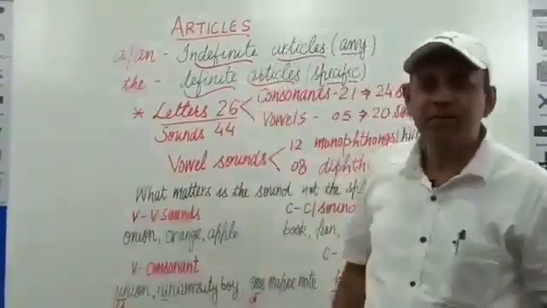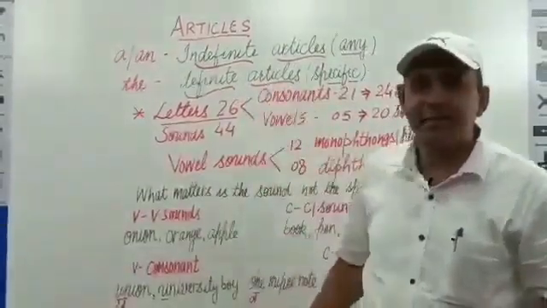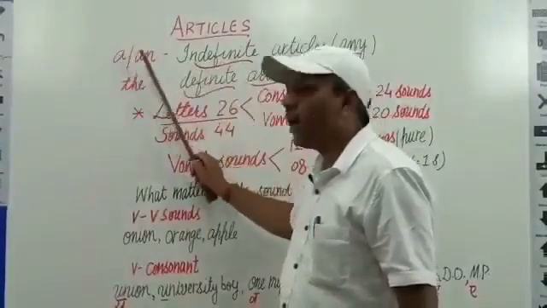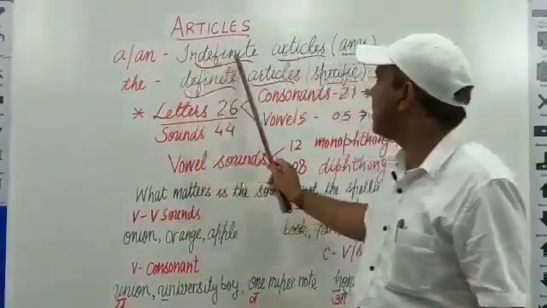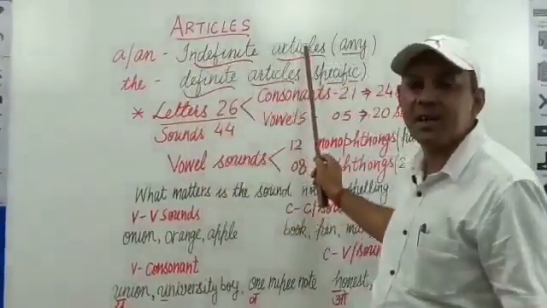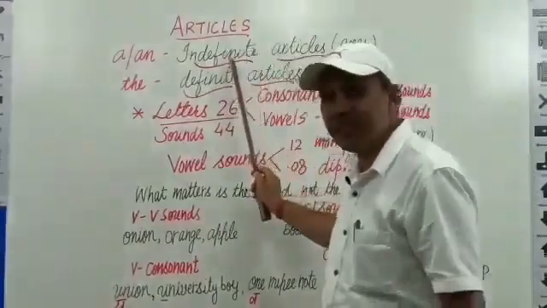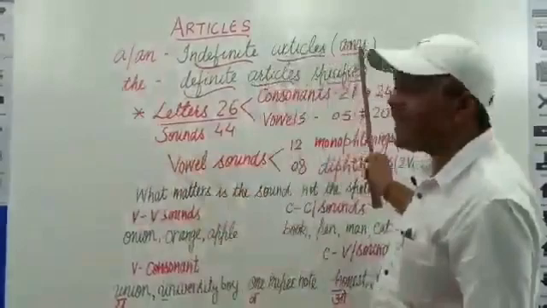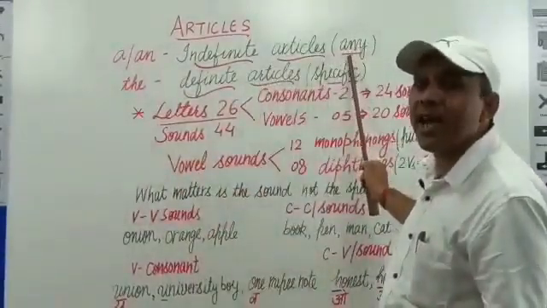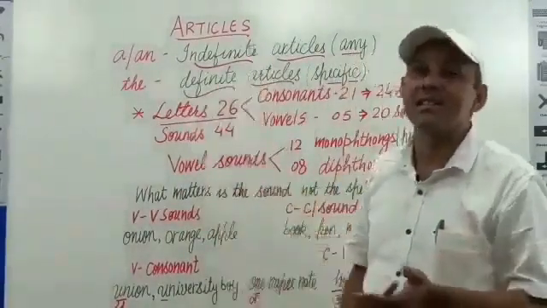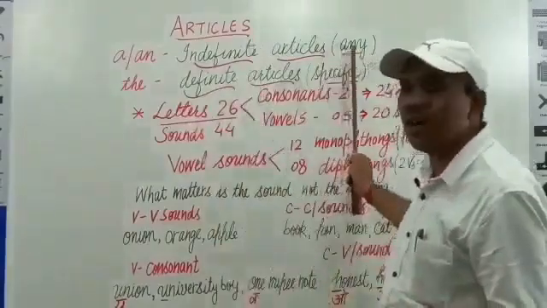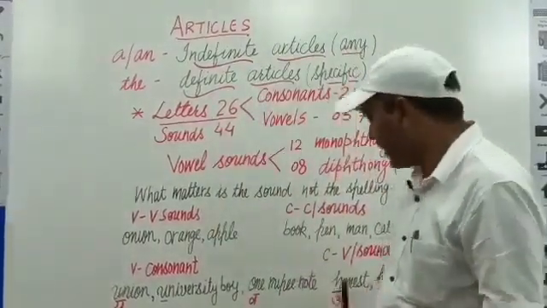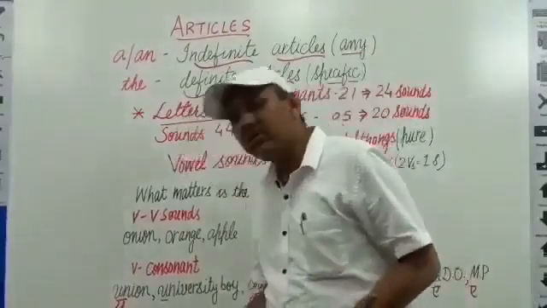Where do we use them? How do we classify them? We can classify them in two parts. A and an are known as indefinite articles. Why are they indefinite? Because they qualify anything, any person or anything in general, not a particular or specific person or thing. For example, a book.